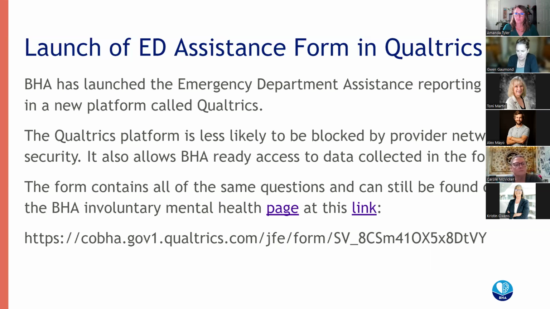The other thing the Qualtrics platform gives to us is that it will allow BHA better access to the data that we collect on involuntary civil certifications throughout our state. The form itself does not have any changed questions. The questions look pretty identical to what you found in Google Forms before, so it's really just a change in platform.